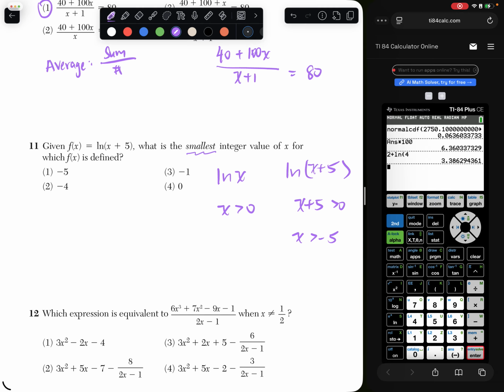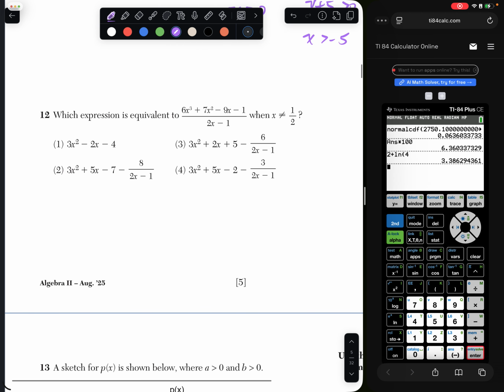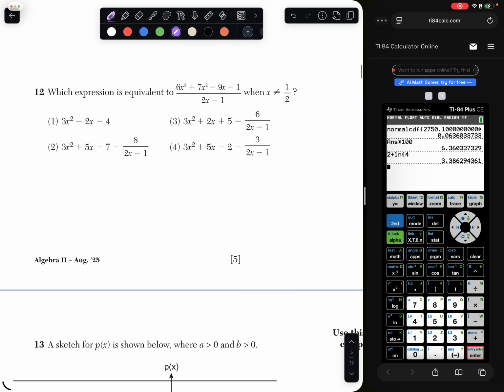It's the smallest integer. But notice, this is not inclusive, all right? Negative 5 is not included. So now that is going to be negative 4. That's the next smallest integer. You can kind of see negative 1 and 0 are bigger, but they're not the smallest one. So, yeah. Okay.